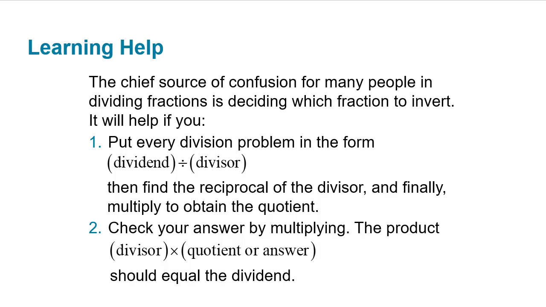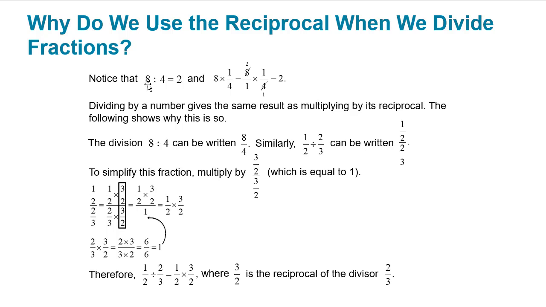And then if you want to check your answer and make sure that you got it correct, whatever answer you get, multiply it by that divisor, that second fraction, the original one, not the flipped over reciprocal one. And your answer should be back to your original dividend, that original fraction on the left. So for instance, 8 divided by 4 we know is 2. 2 times 4 gets us back to 8. See, that's what we're talking about by how you can check your work.